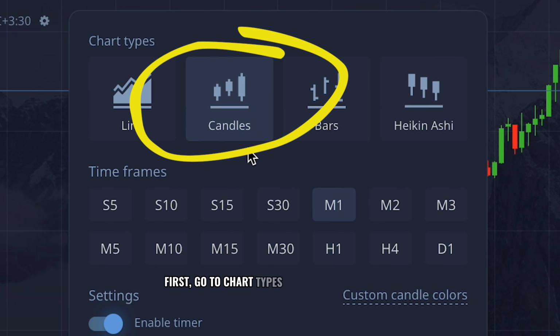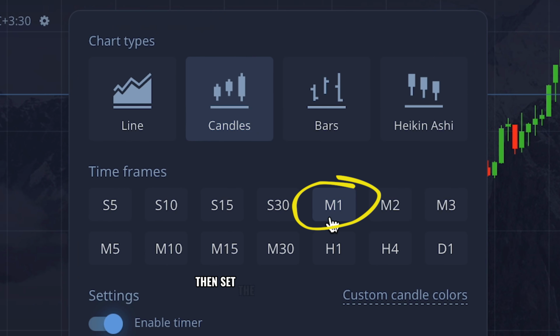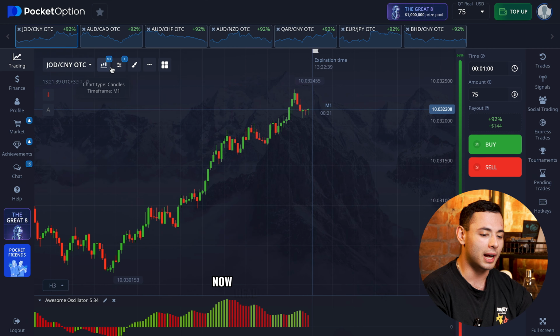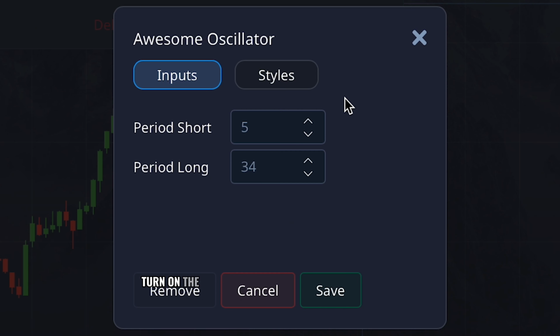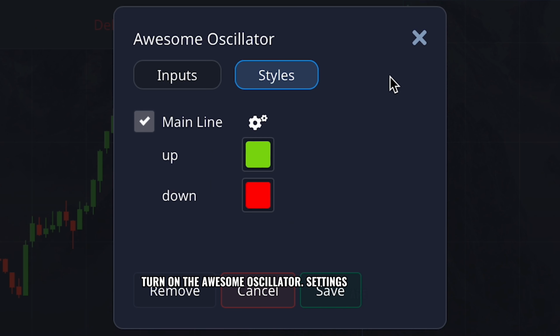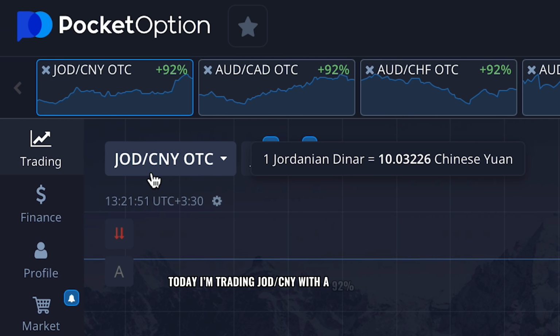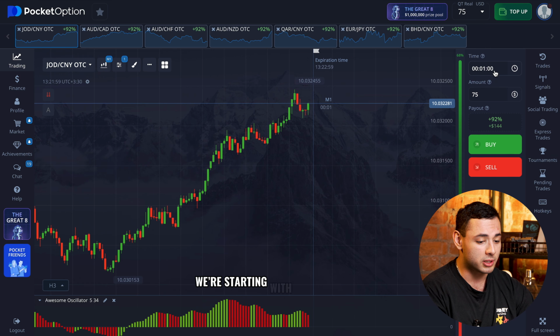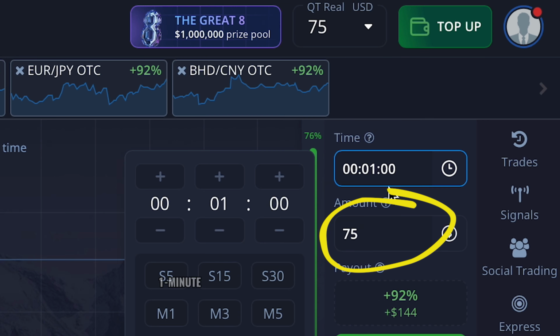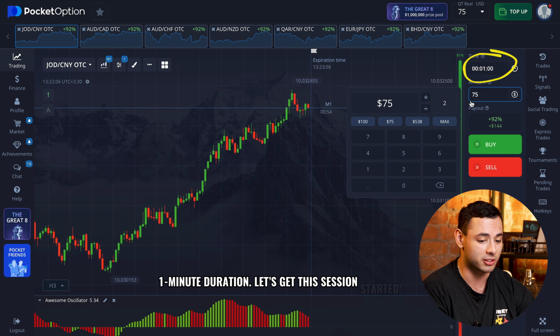First, go to chart types and switch to candles. Then set the time frame to 1 minute. Now head to the indicators, turn on the awesome oscillator. Settings are on screen. Today I'm trading dinar to yuan with a 92% payout. We're starting with $75 per trade, 1 minute duration. Let's get this session started.